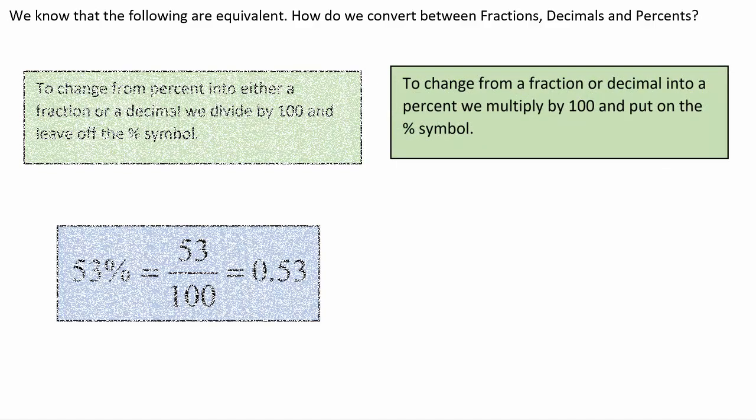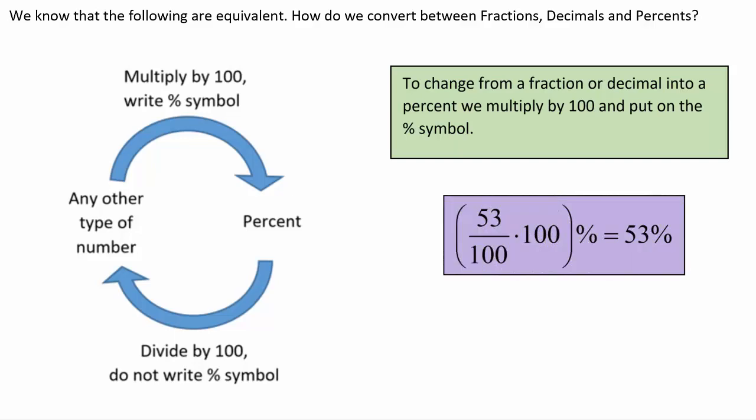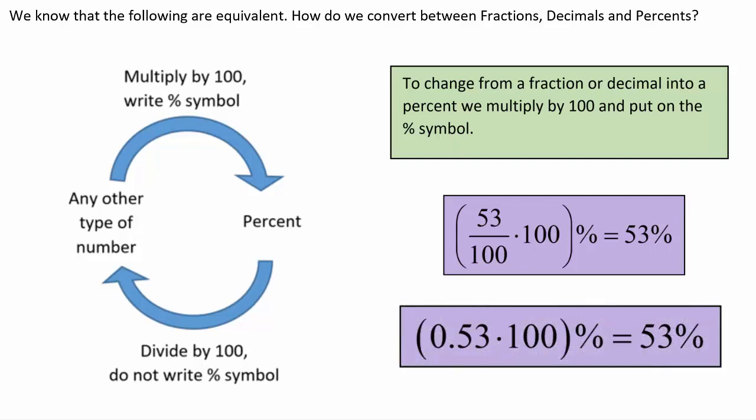To change from a fraction or decimal into a percent, then we must do the opposite operation and multiply by 100. And then, of course, we write the percent symbol. So 53 hundredths times 100. Now write the percent symbol. This equals 53%.